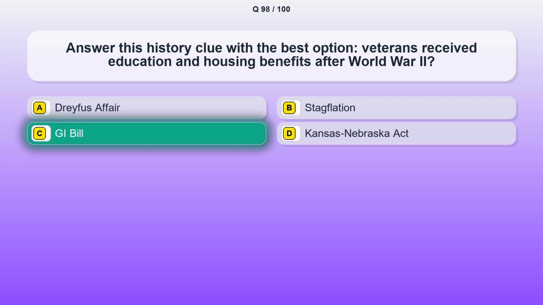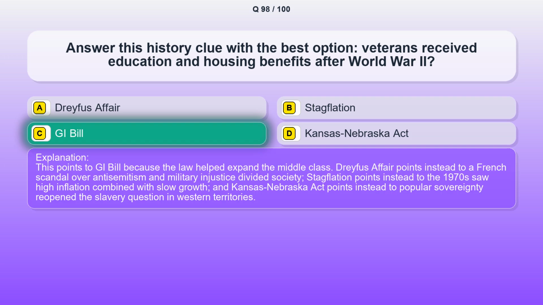The correct answer is option C, GI Bill. This points to GI Bill because the law helped expand the middle class. Dreyfus Affair points instead to a French scandal over anti-Semitism and military injustice divided society. Stagflation points instead to the 1970s saw high inflation combined with slow growth, and Kansas-Nebraska Act points instead to popular sovereignty reopened the slavery question in Western territories.